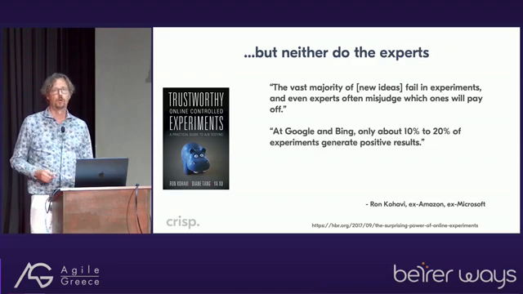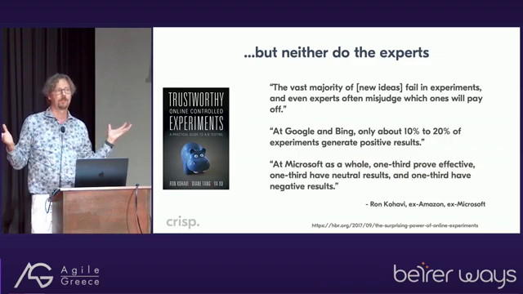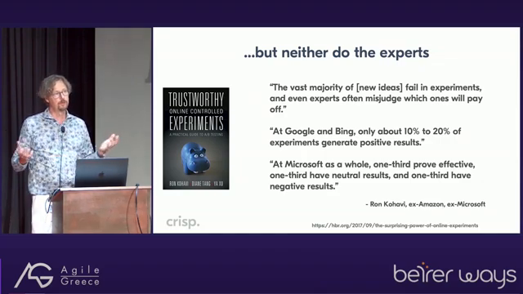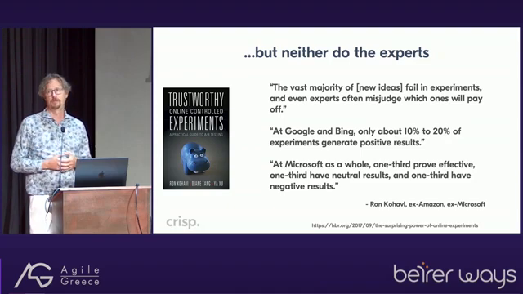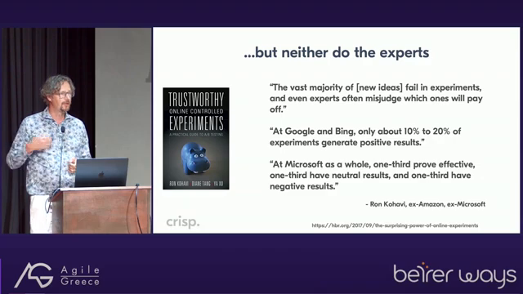At Google and Bing, only 10 to 20% of experiments generate positive results. At Microsoft as a whole, as you saw in Itamar's slides, actually 1/3 prove effective, and 1/3 have neutral effects, but even worse, 1/3 have negative results. So if you're not better than Google and Microsoft, and you're not checking what you're doing and validating it for real with data, there's a chance that you're actually building a lot of stuff that not only doesn't make any difference, but actually making things worse.